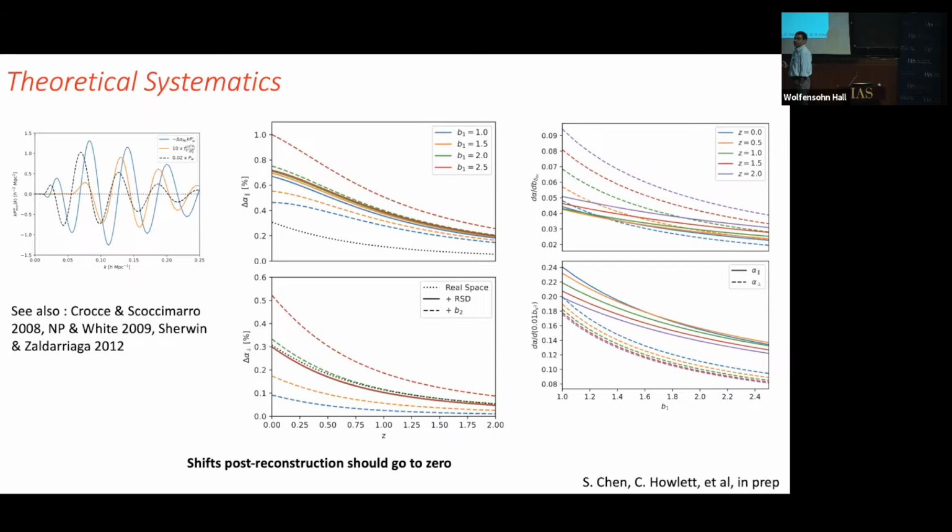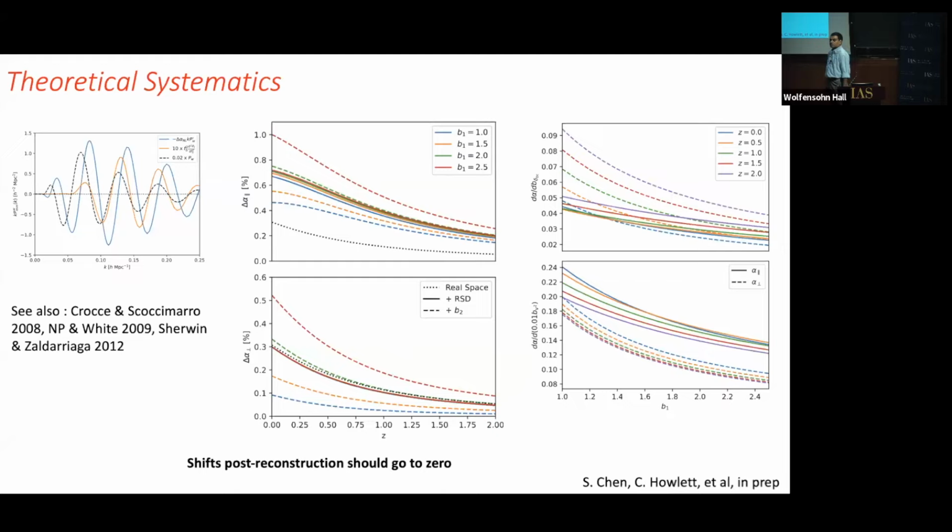This scatter is assuming I know nothing about any of these pieces. And as I will argue to you later, a lot of these shifts in the BAO scale, because these are really shifts in the standard ruler scale, all go to zero post-reconstruction. I'll talk a little bit about that. You can also think about more exotic forms of systematics that come from, for instance, the fact that the baryons and the dark matter have different velocities at recombination. Those give you much smaller shifts. So these are percent level shifts. These are now sub-percent level, much, much smaller than sub-percent level shifts.